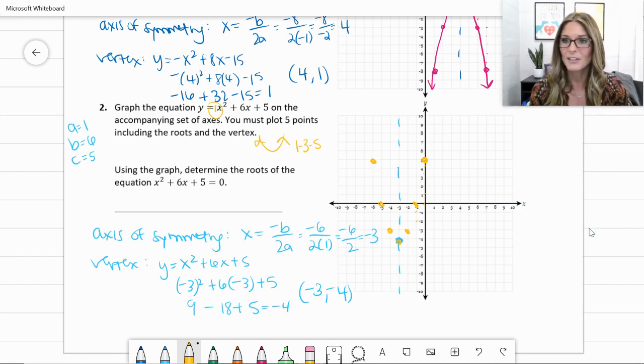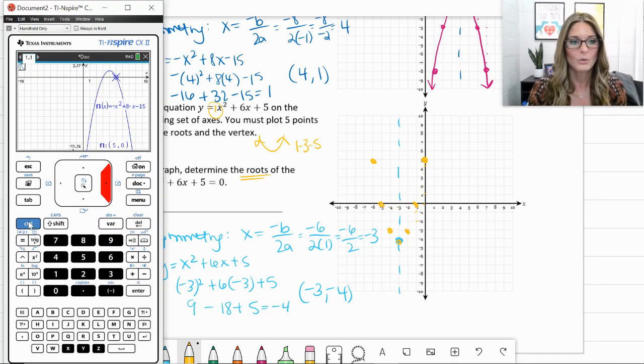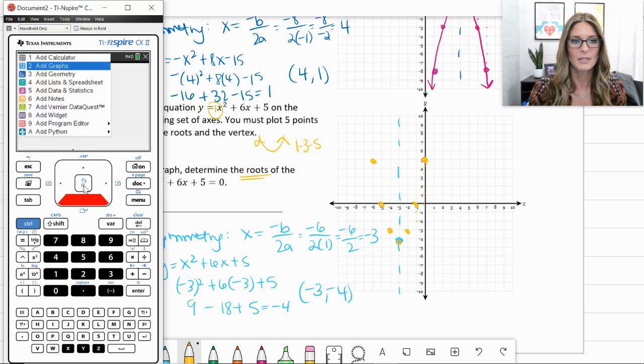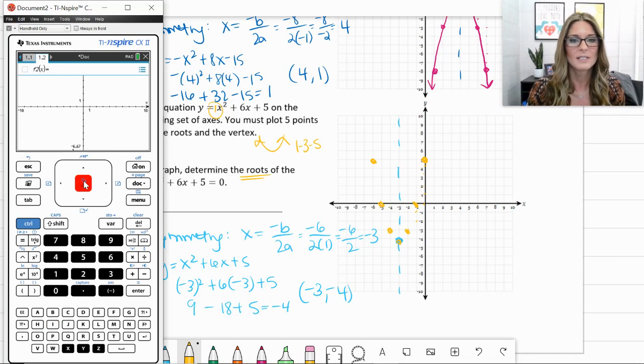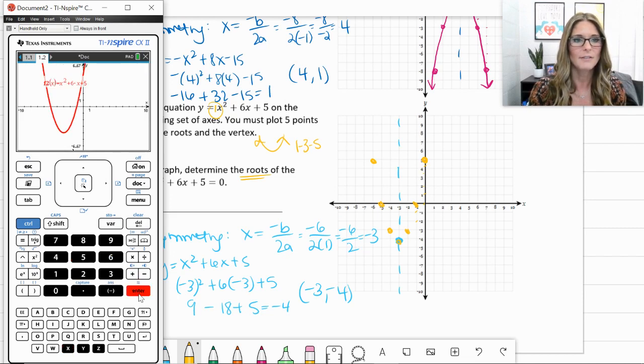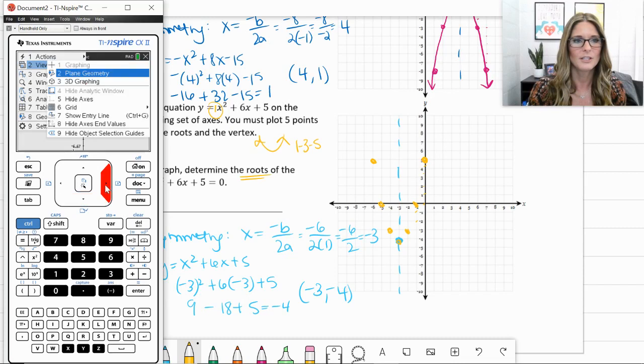Again, I'm going to grab the calculator and we're going to graph it and double check. And again, we are looking for the roots, or those x-intercepts, those zeros on the calculator to solve the equation. All right, I'm going to do Control I to insert a new page. It's going to give me a new tab at the top, and we're going to add graphs. I'm going to type in y equals x squared plus 6x plus 5. I'm going to graph it. I'm going to do all those same things. We're going to turn on our lined grid.